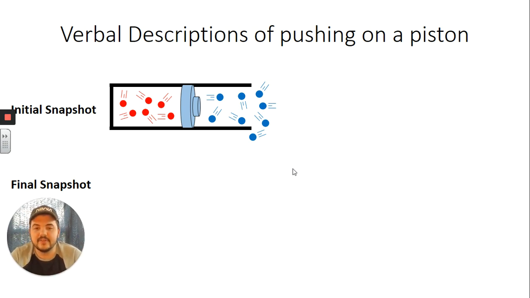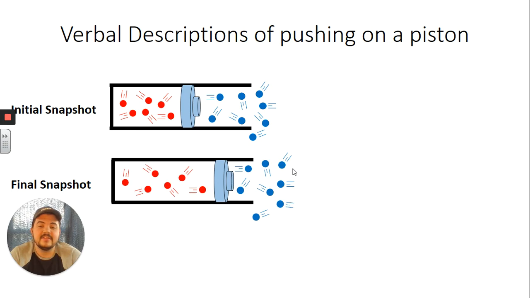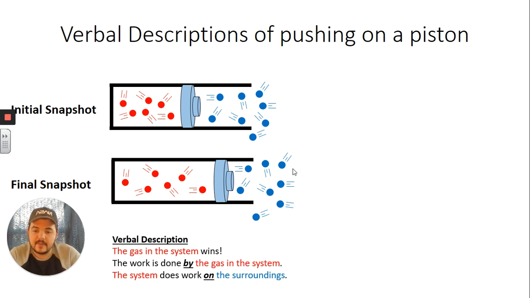But for simplicity, we'll just look at it as being the atmospheric gas. Let's look at the first case scenario where the final snapshot is the gas inside of our cylinder expands. It pushes that piston such that the piston moves to the right. The verbal description here is that the work is done by the gas in the system, or we could also say the system does work on the surroundings.